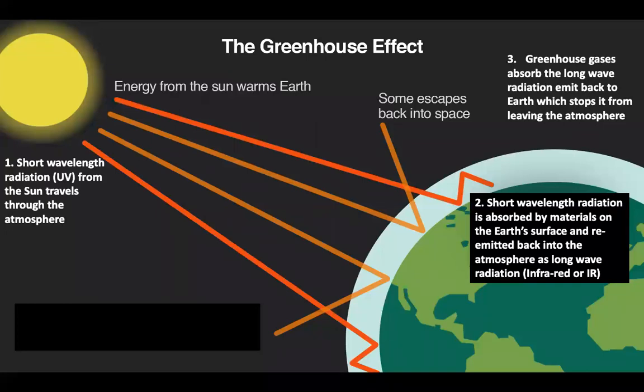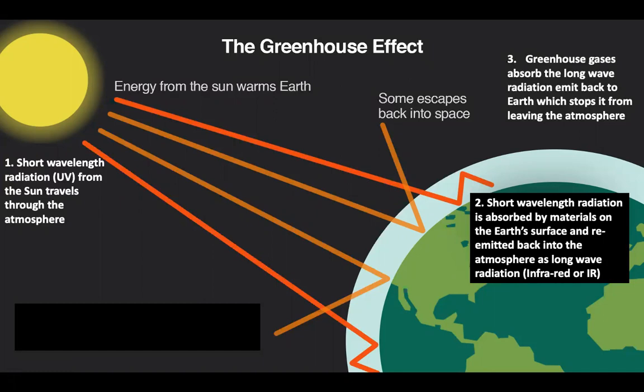So the first thing that happens is UV radiation from the sun. It is short wavelength radiation. The wavelength is small. It travels from the sun through the atmosphere and it hits the Earth's surface. Now it's absorbed by materials on the Earth's surface and it's re-emitted back into the atmosphere as long-wave radiation. And the long-wave radiation is called infrared or IR radiation, and that's the radiation of heat.